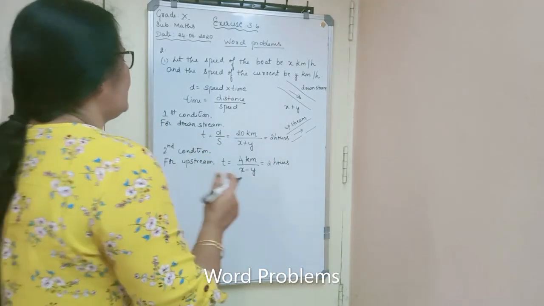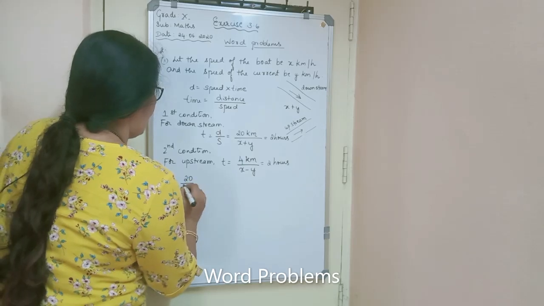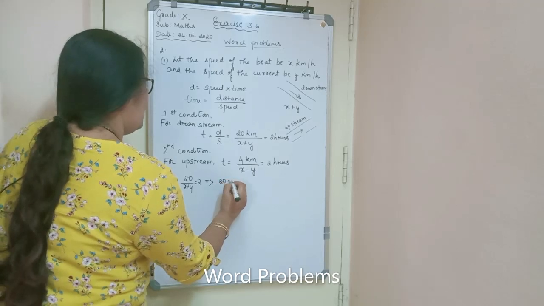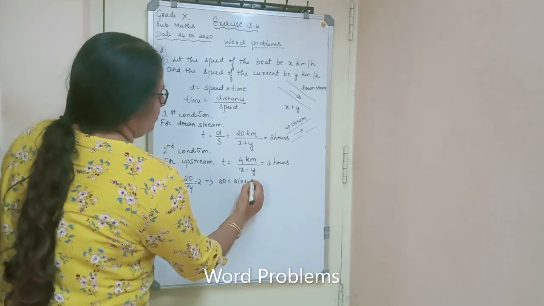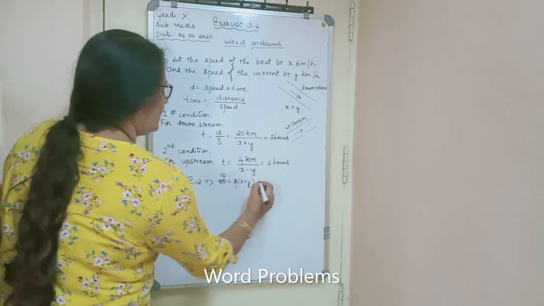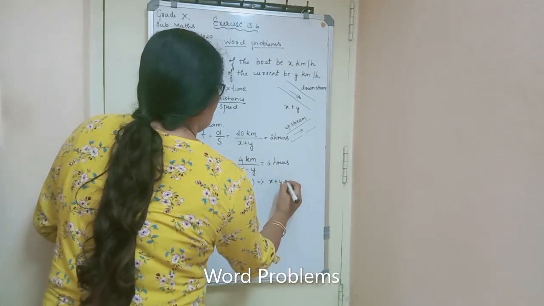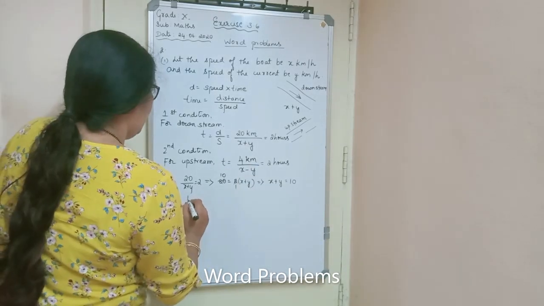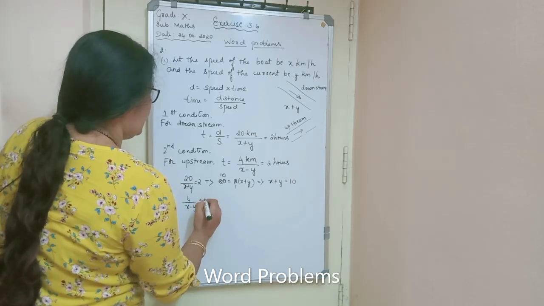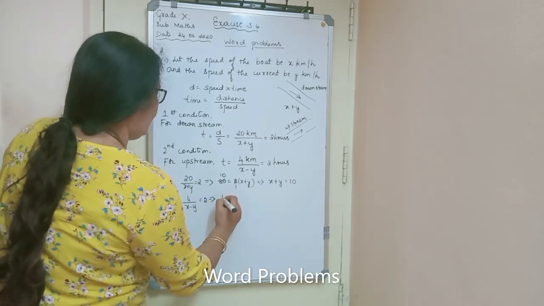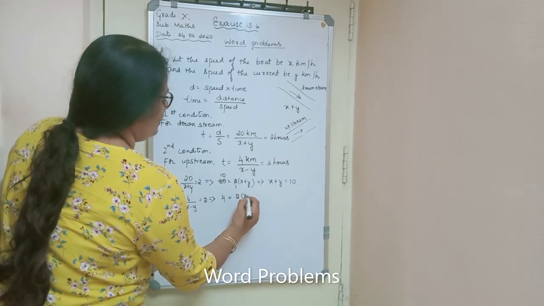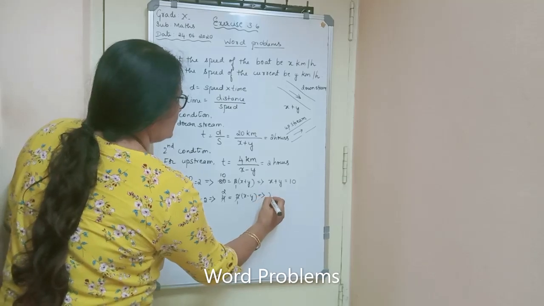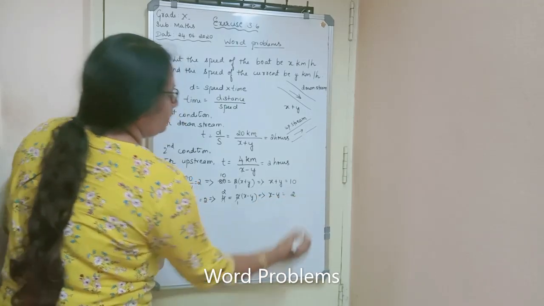Now you got two equations here. 20 by x plus y equals 2. So cross multiply: 20 equals 2 into x plus y. 2 ones are 2, 2 tens are 20. So the first equation is x plus y equals 10. Then the second equation is 4 by x minus y equals 2. Cross multiply: 4 equals 2 into x minus y. 2 ones are 2, 2 twos are 4. So x minus y equals 2.